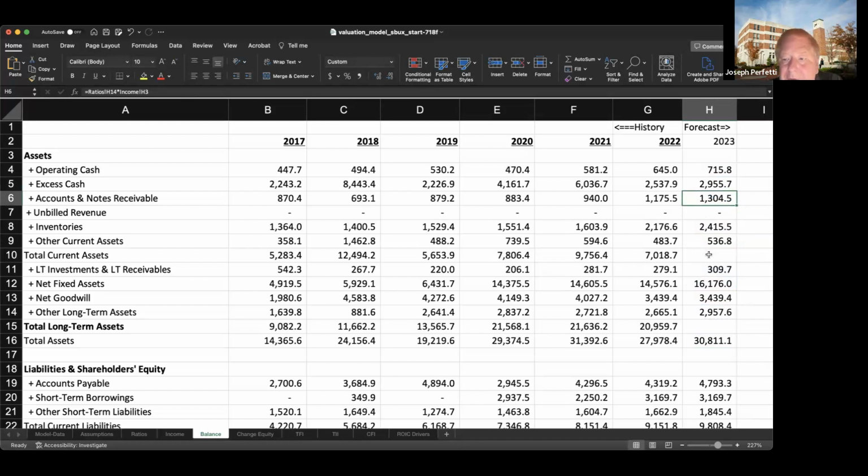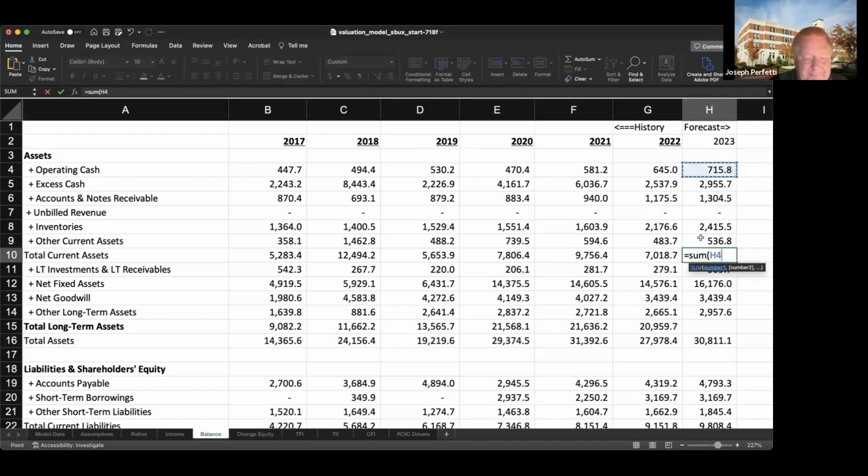All right, so for total current assets, sum everything above, H4 all the way down to H9. That's our current assets. Long-term assets, sum from H11 through H14.